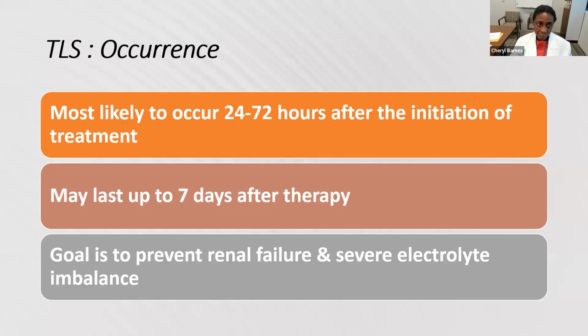So when does tumor lysis happen? Some literature says as early as 12 hours, but normally the literature says 24 to 72 hours, so a day to 3 days after the initiation of treatment. That's the treatment-related tumor lysis. It can, however, last up to 7 days. So don't feel that you're out of the woods if it's over 72 hours, because you can get it at a later time. And the goal is really to prevent renal failure and severe electrolyte imbalance.